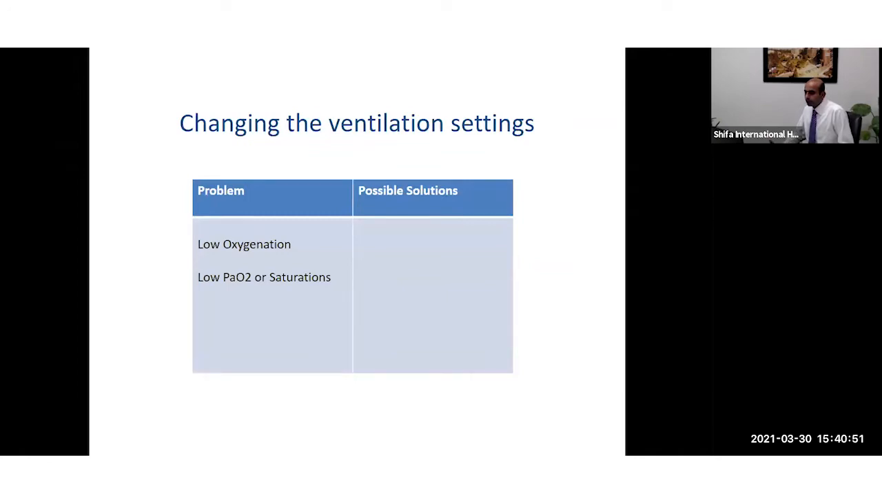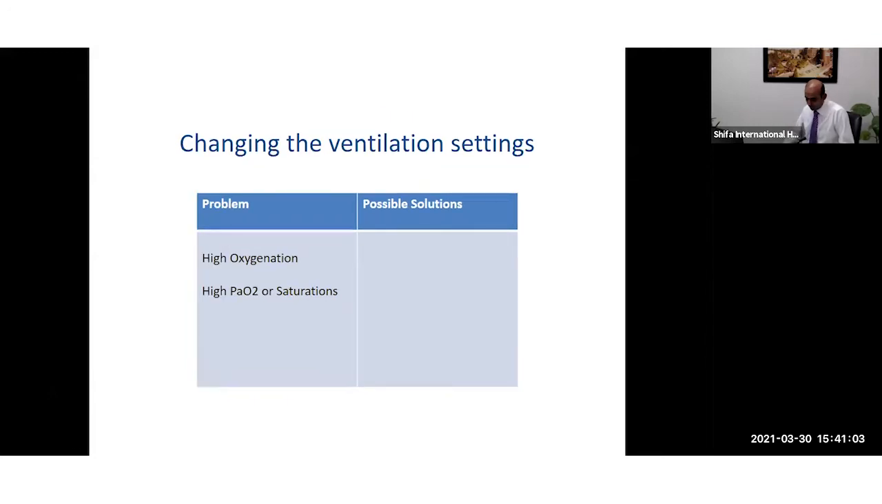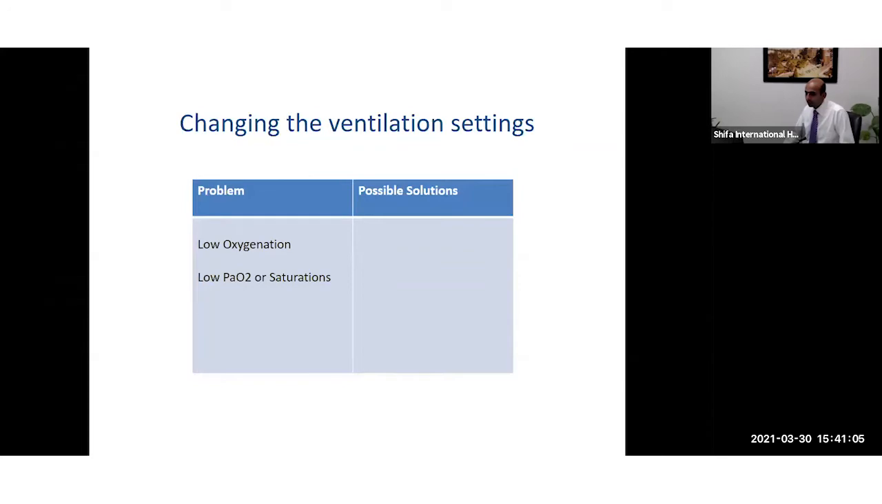In terms of changing the ventilation settings, if the problem is low oxygenation or low PO2, as we discussed, we can either increase the FiO2 or we can increase the mean airway pressure. To increase the mean airway pressure on mechanical ventilation, we can increase the PIP, the I time, the PEEP, or the rate. As we discussed, all these things will ultimately increase the mean airway pressure, and that will improve the oxygenation.